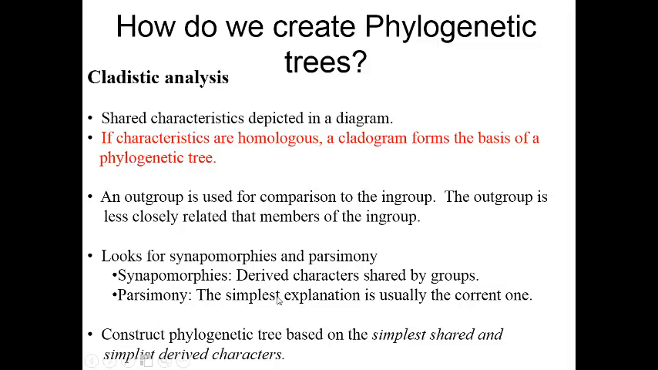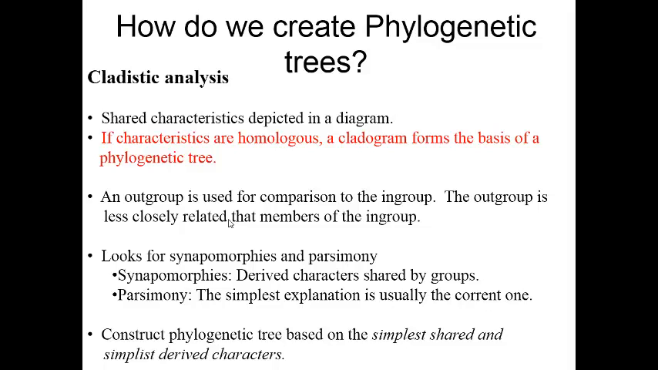To begin the cladogram, we use what's called an outgroup comparison. An outgroup is a species that existed before any of the members of the in-group. It's used as a starting point to begin our cladogram.